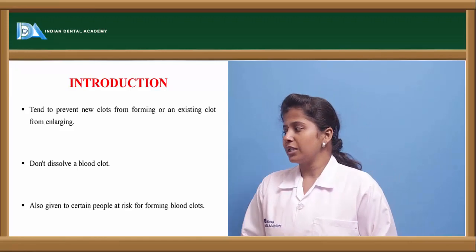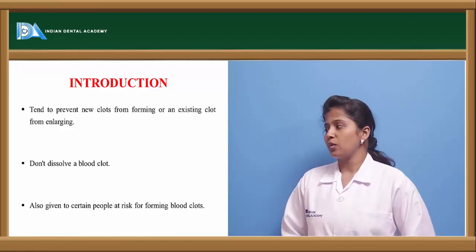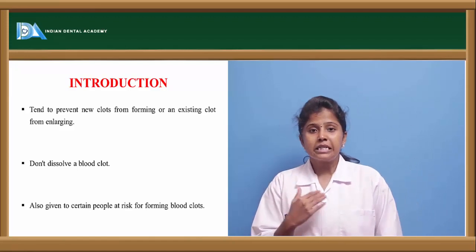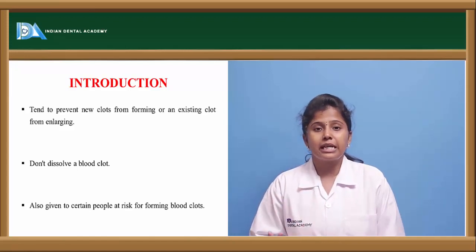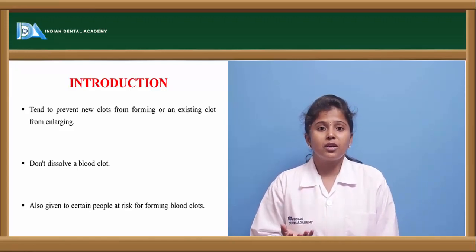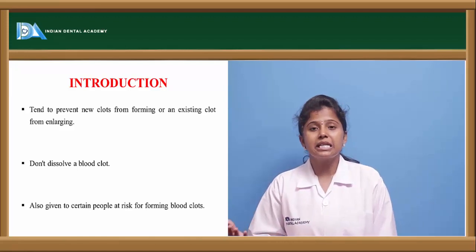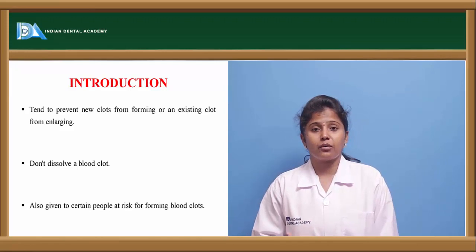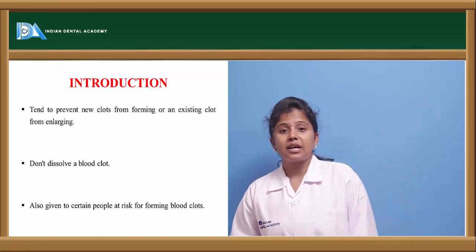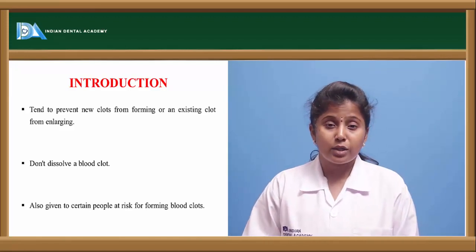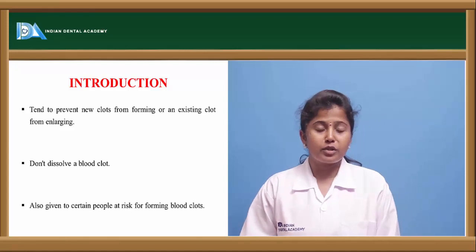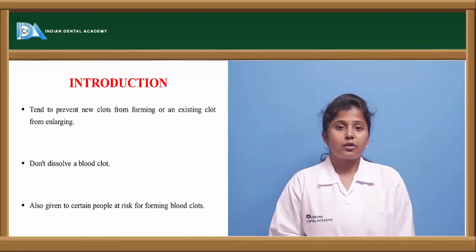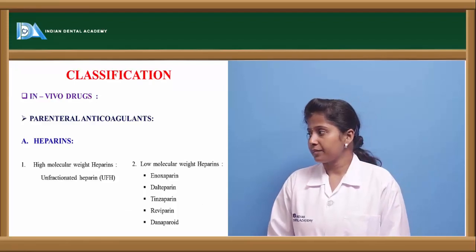These are also given to certain people who are at risk of forming blood clots. By the biological functions of their body, we can say that this person is more prone to clotting. If there is a high thrombocyte count, then we can say that this person has more chances of blood clot formation. So in such people, we can give these drugs beforehand in order to prevent blood clot formation.